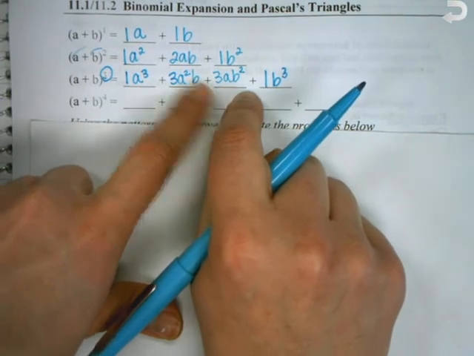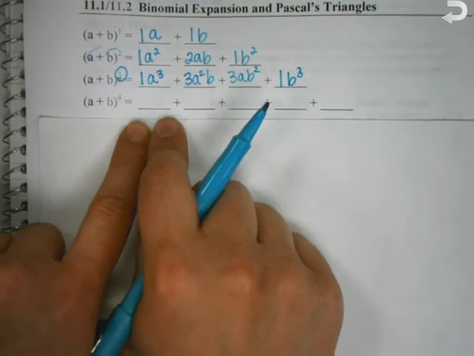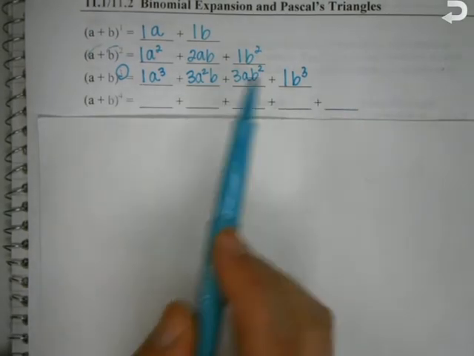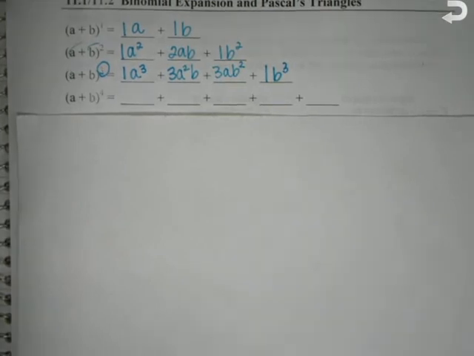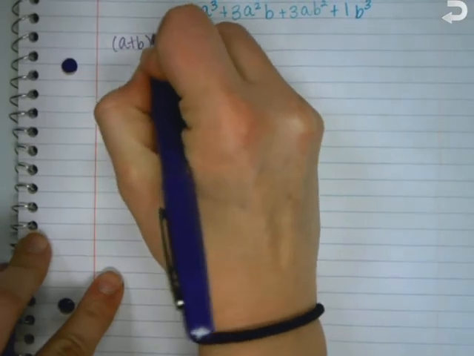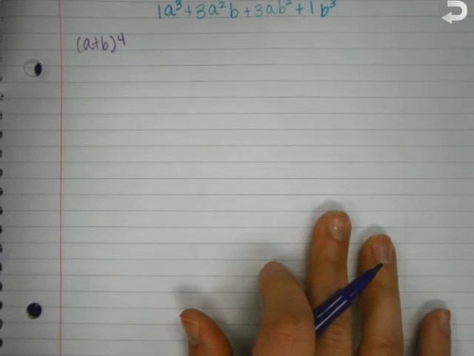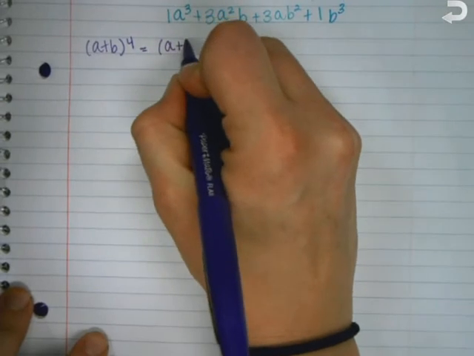What I want you to do, multiply it all out, use the boxes or FOIL, and fill out the blanks, but then see if it matches up with your hypothesis. So a plus b to the fourth, that's a plus b times itself how many times? 4 times, right? Which is the same as, everybody agree, a plus b times a plus b times a plus b.